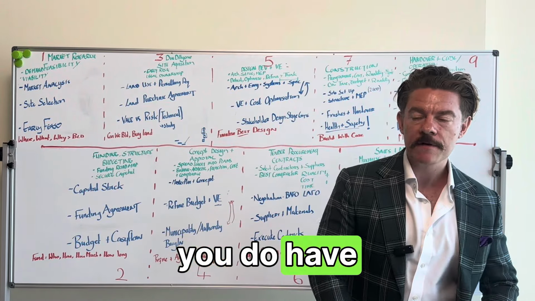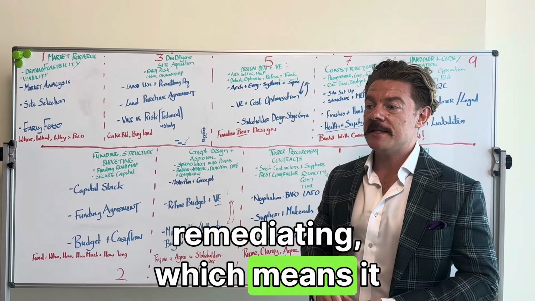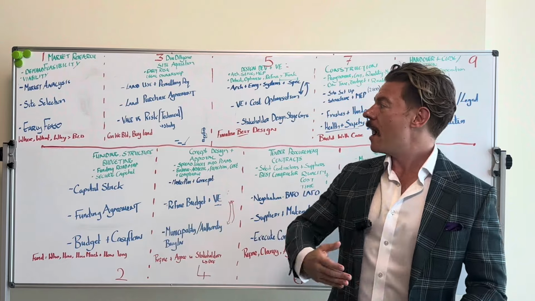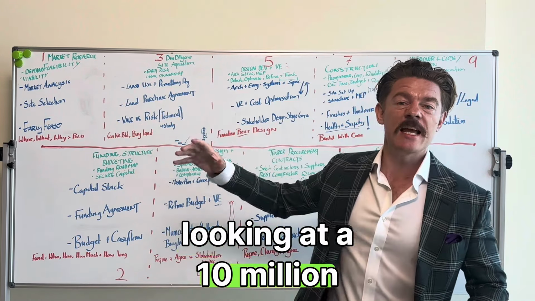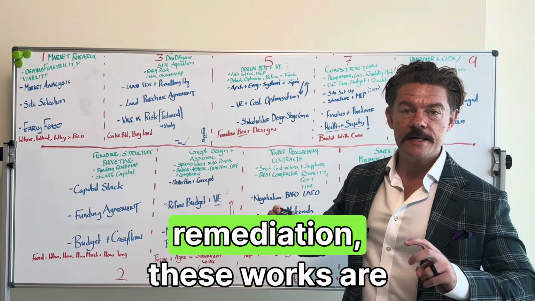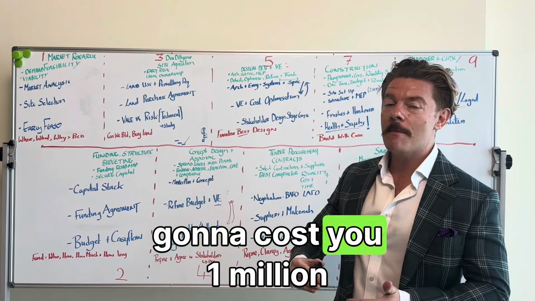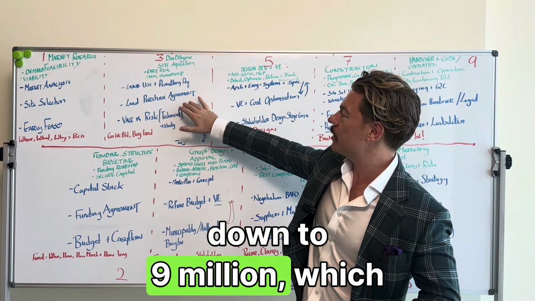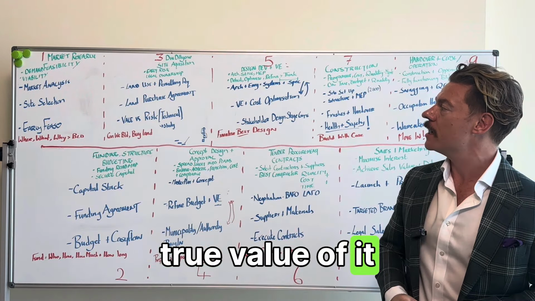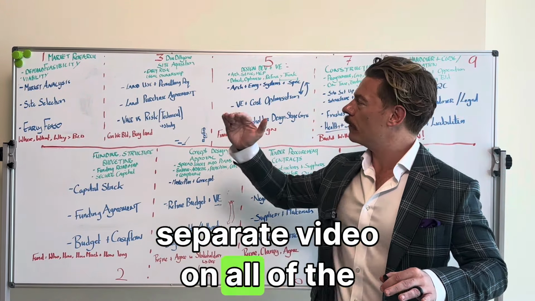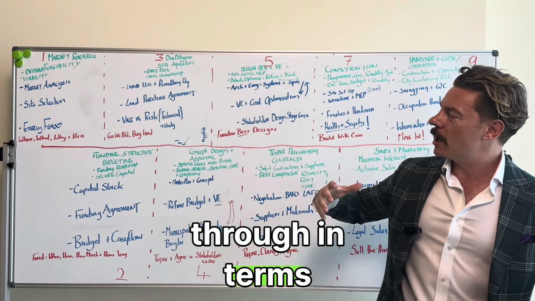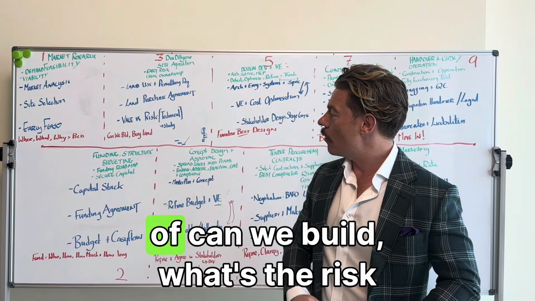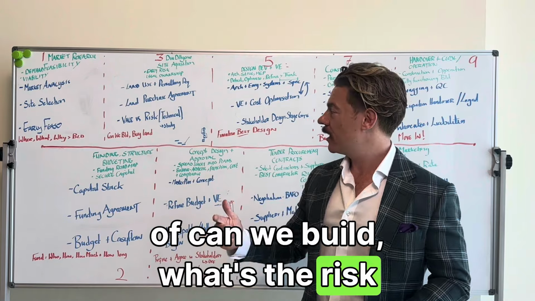If you do have ground that needs remediating, which means it needs to be decontaminated or it needs to have work done to it before you can build on it, and let's say your land is looking at a £10 million cost, and these works are going to cost you £1 million, you negotiate that value back down to 9 million, which is the actual true cost and the true value of it. And we'll probably do a separate video on all of the checklists you need to go through in terms of how to know what to look for when appraising land. So the key concepts here: can we build, what's the risk, let's buy the land.